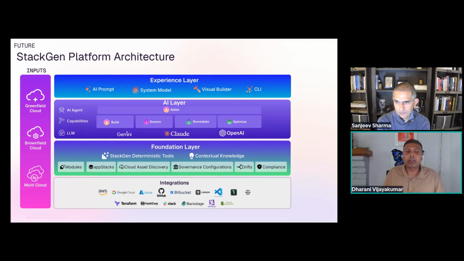Like for greenfield and brownfield, right? That's our user experience. And we have our foundation layer, a very well curated set of building blocks, right? From Terraform modules to abstracts to performing cloud asset discovery. And we have put it all together in a holistic experience with StackGen, right?